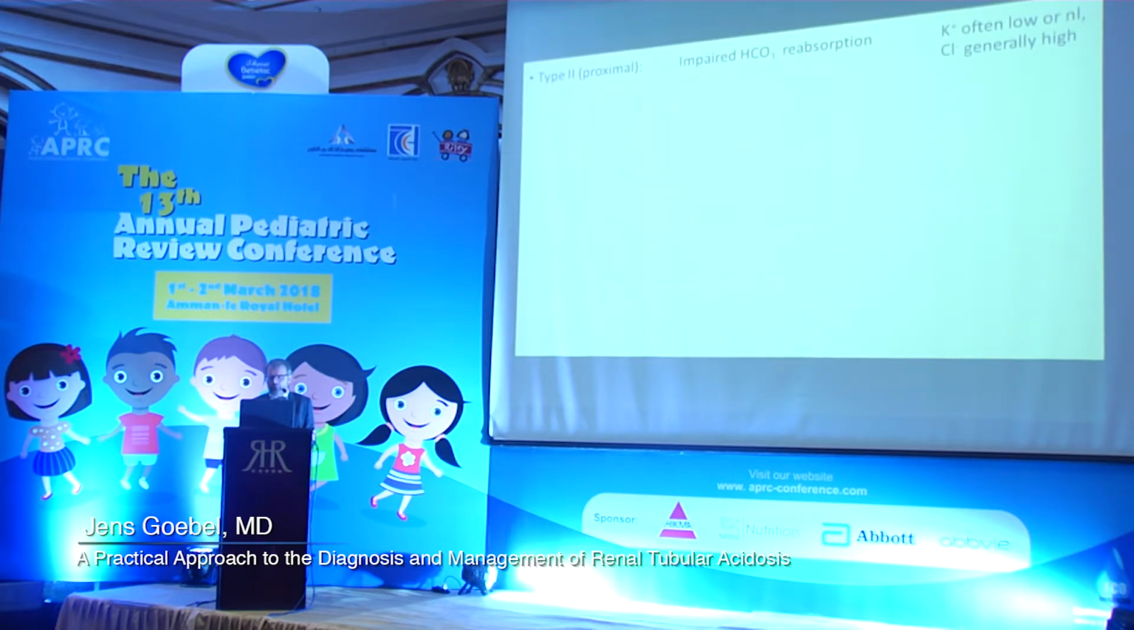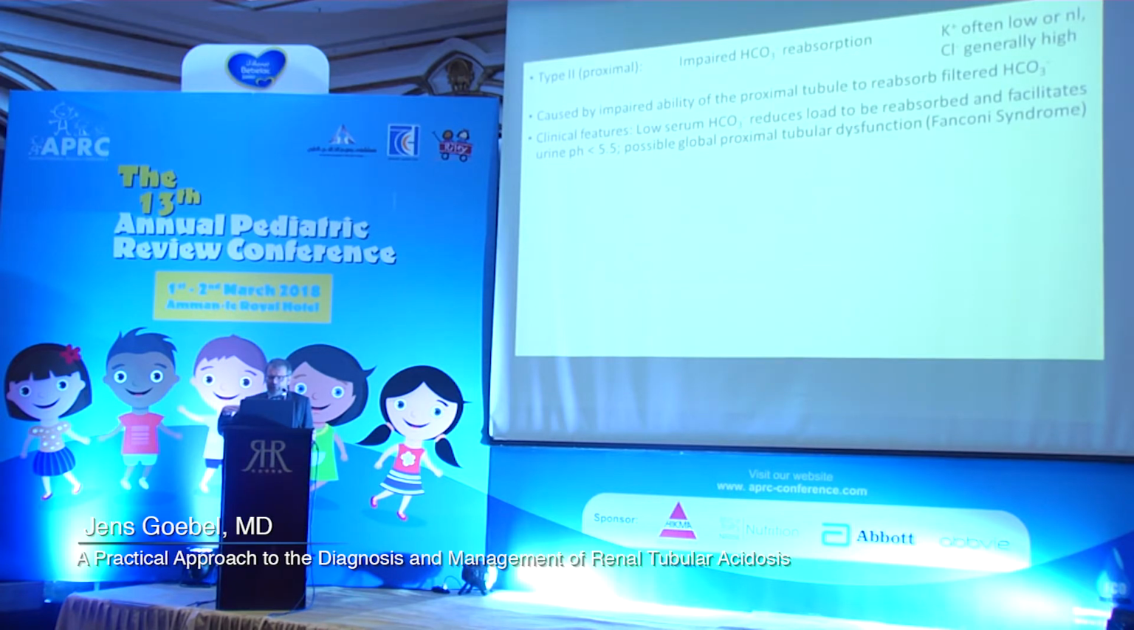Type 2, proximal, impaired bicarbonate reabsorption. And again, we talked about this. The obvious end result is that there's a low serum bicarbonate, which actually then means that there isn't as much bicarbonate that's being filtered and that should be reabsorbed by these proximal tubules, which actually makes it possible in proximal RTA, type 2 RTA, to have a very acidic urine.